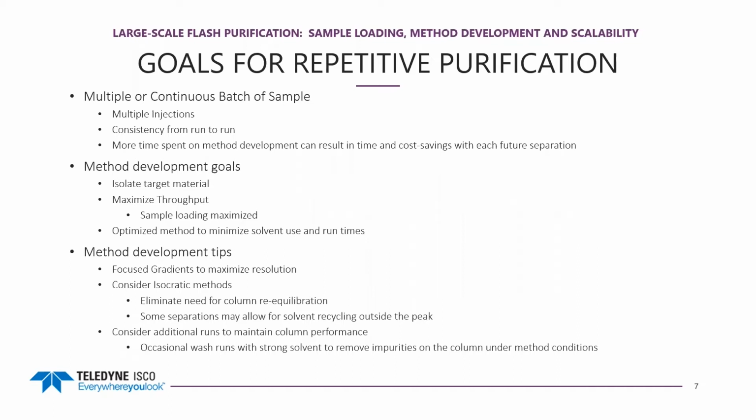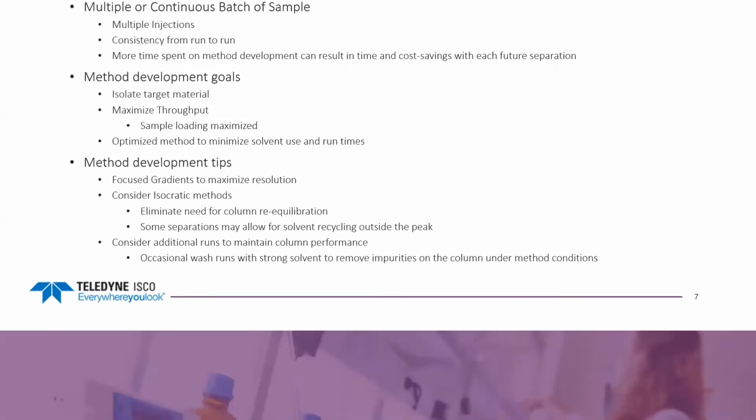And additionally, you may need to also consider doing additional runs to maintain column performance. So if you're using a reusable column and doing multiple runs on it, maybe we need to do a wash step every 10 runs or so to make sure that we're getting any gunk that's adhering to the column off so we can continue. And so that's something that you do want to consider as part of that process, is any maintenance to your column.